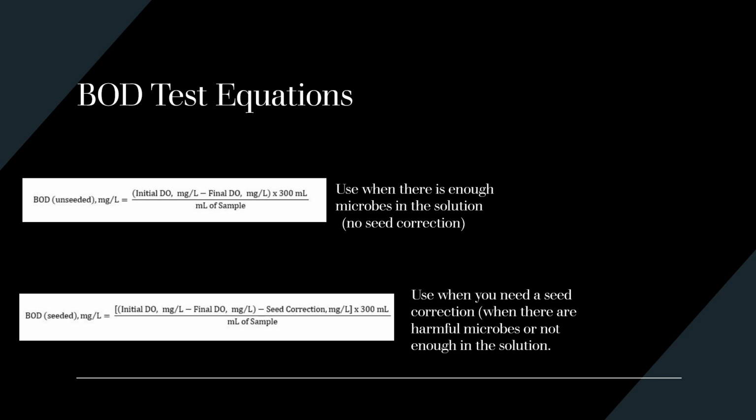The next equation is used when you need a seed correction, or when there are harmful microbes or not enough in the solution. For this one, you would subtract the initial dissolved oxygen from the final, and then include the seed correction in the subtraction. You would then multiply it by the 300 milliliters and divide it by the milliliters of the sample.